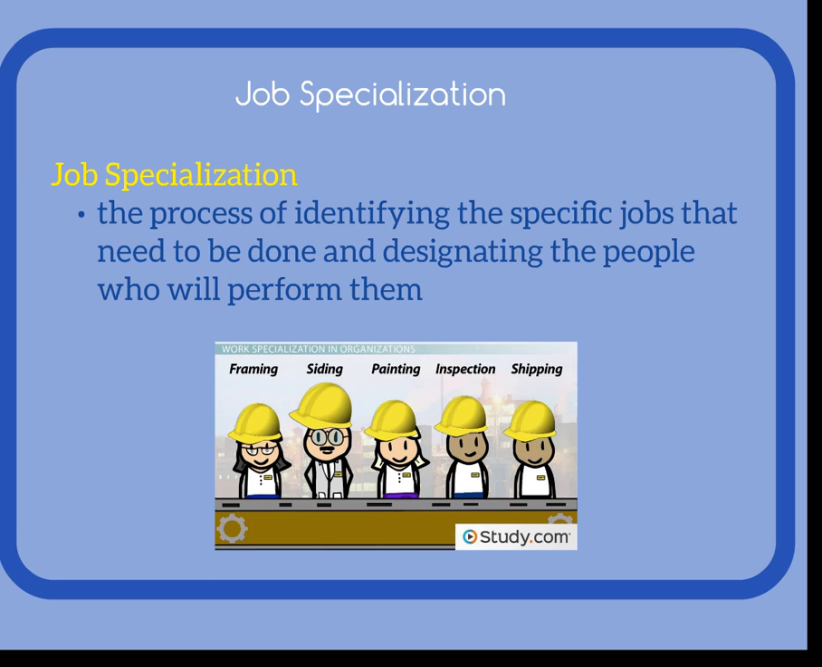A downside to this may be that's all they know how to do. So what happens in the event that you don't need anyone for framing? Siding's backed up. Well, your framer may not be able to help because they're so specialized in what they do, they're unable to move into a different area, which can cause an increase in the error rate, malfunctions, etc. So sometimes that highly specialized work group is limited on what they can do.